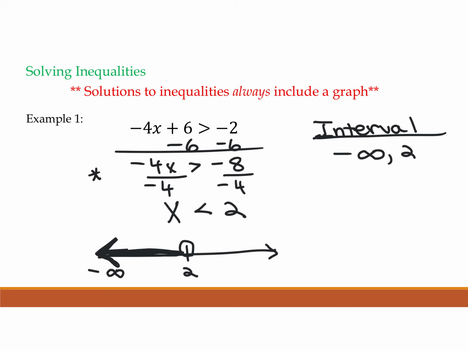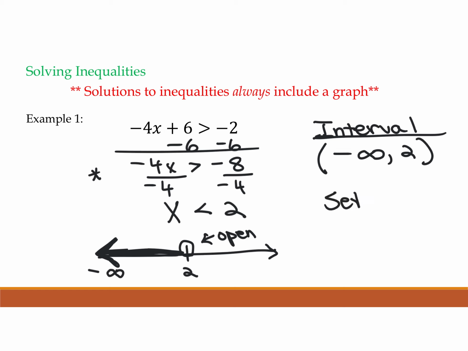At this point, I need to understand what notation goes in front. Infinities are always parentheses. And because the circle is open on 2, there will be a parenthesis after 2, which lets me know that 2 is not included.